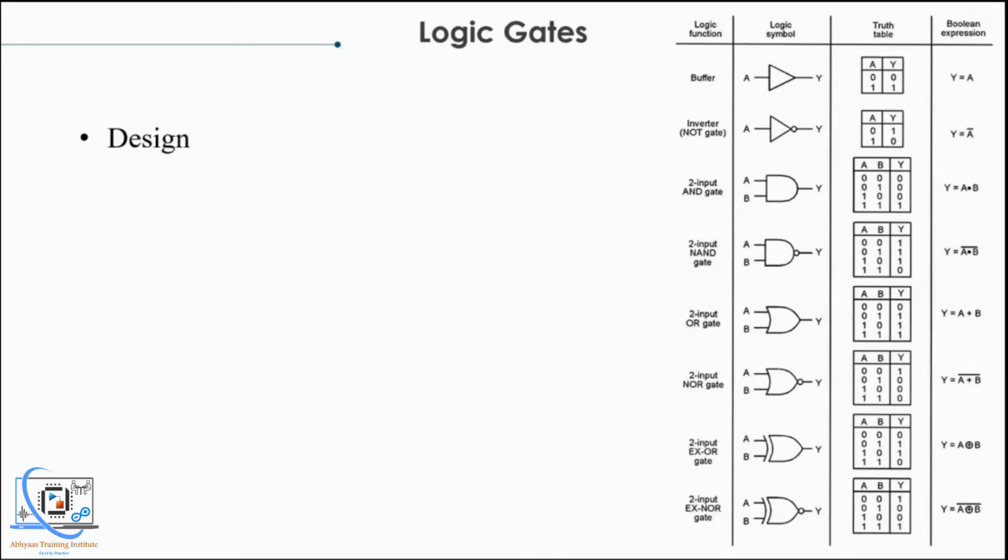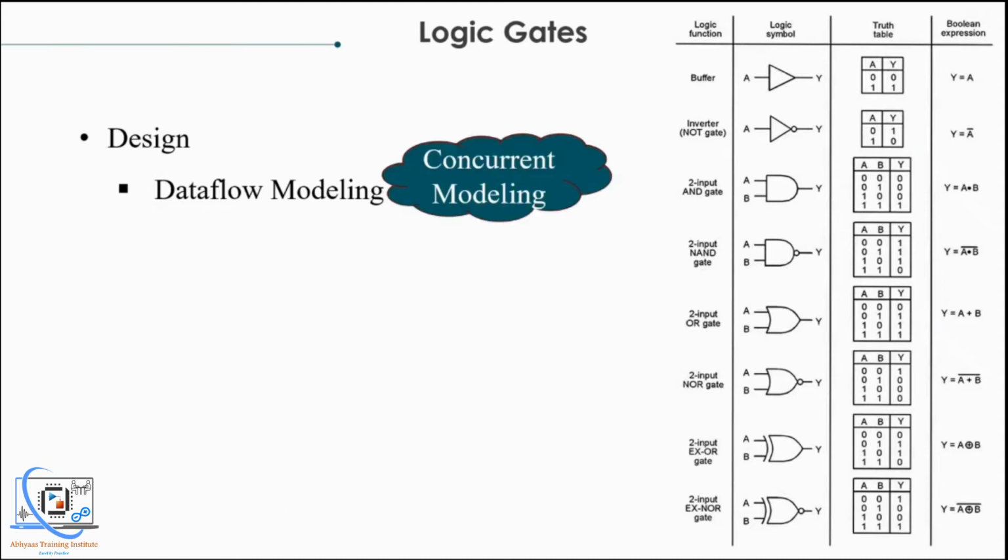So there are two types of modeling using which we can write the VHDL code for all the logic gates. First one is data flow modeling, also known as concurrent modeling. And the second one is behavioral modeling. There is one more type of modeling known as structural modeling. All these three types of modeling I have defined in my previous video. The title of that video is Introduction to VHDL. For the description of all these modelings, you can watch that video.